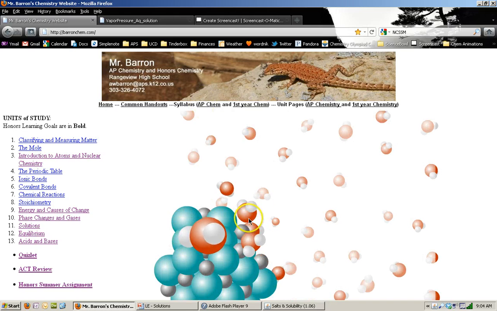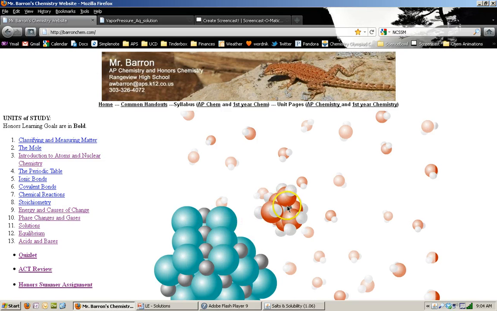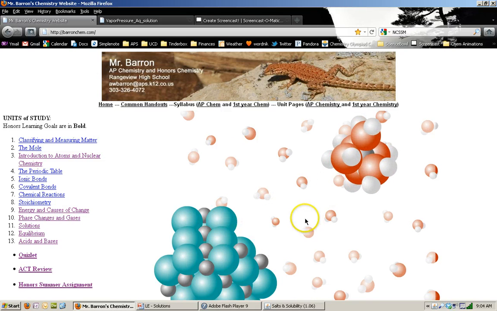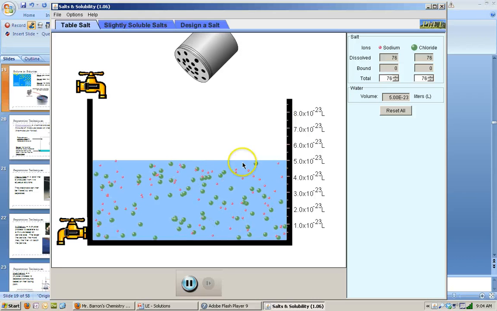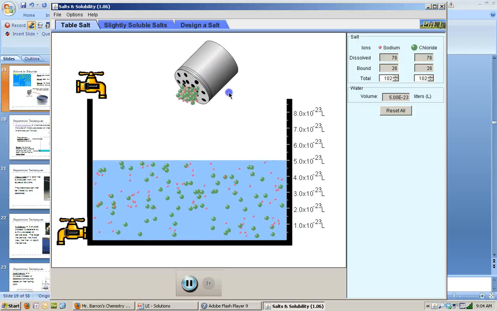This time we see it's the partial negative part of water molecule that's pulling the ion into solution. We can see that the positive ion has been pulled into solution by the partial negative side of the water molecule. So it's important to know that that is what's happening when dissociation is occurring, when a salt is dissolving in water. So let me keep adding solute.